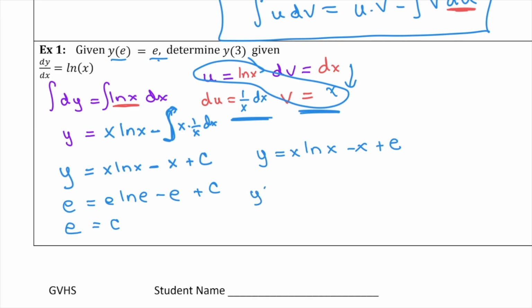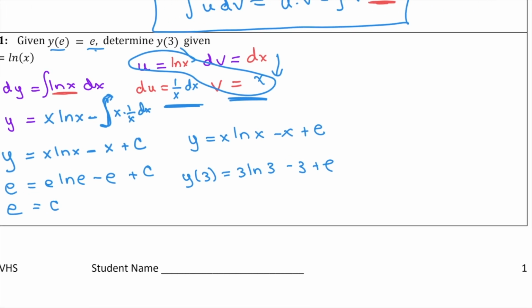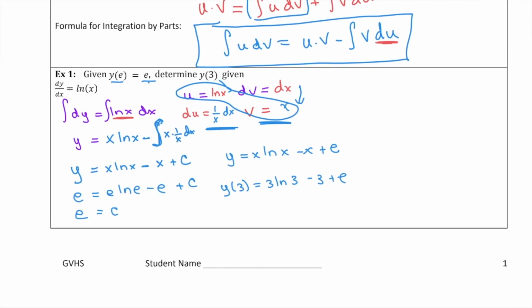And when we find y at 3, we're going to substitute 3 in. And remember, for your AP exam, you do not need to simplify. You can leave it with numbers within your problem.